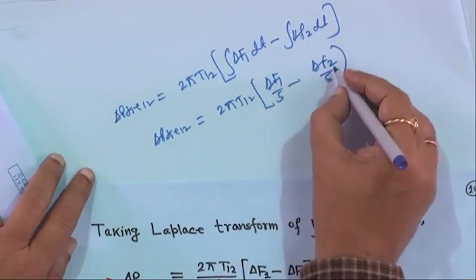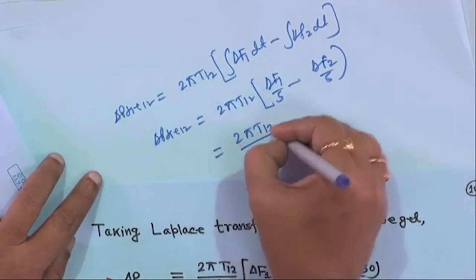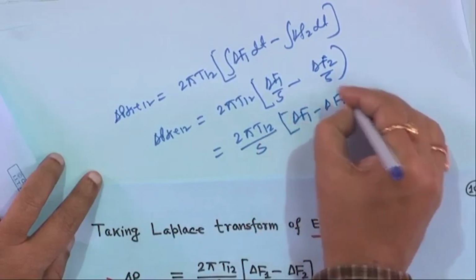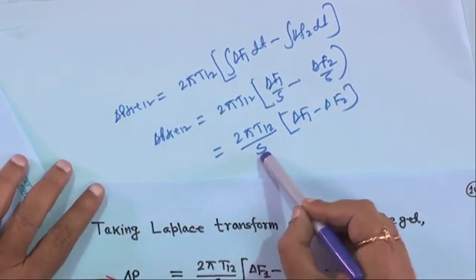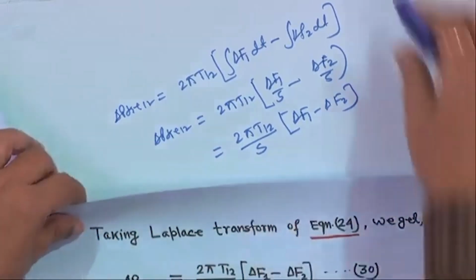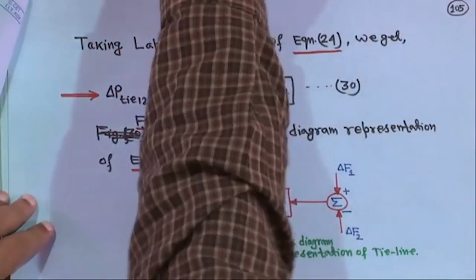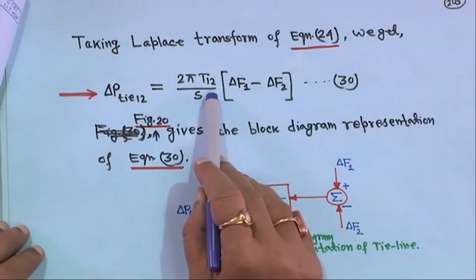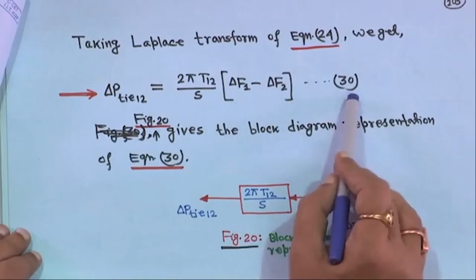It is actually del F1 function of S, del F2 function of S, but not putting. So, this will be equal to 2 pi T12 upon S, in bracket del F1 minus del F2. That means that the tie line power equation also can be represented in terms of Laplace transform. This was equation 24, just previously we have seen. So, delta P tie 12 we can write 2 pi T12 upon S, delta F1 minus delta F2, this is equation 30.